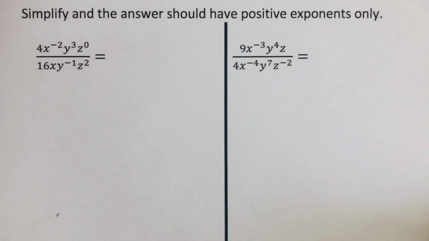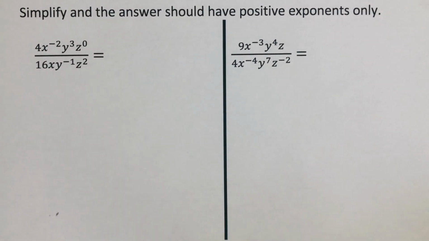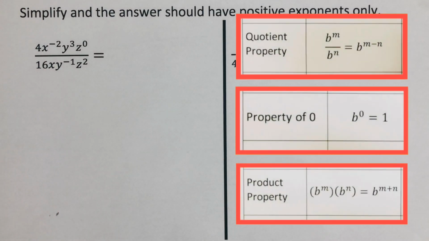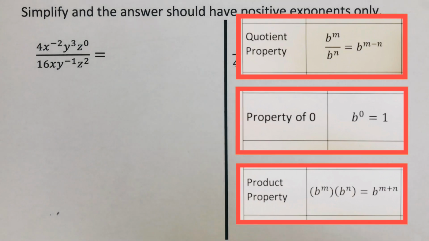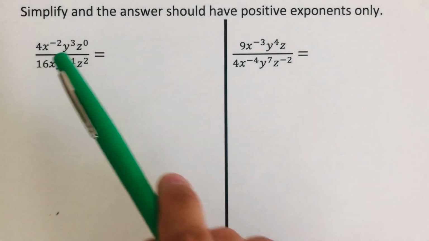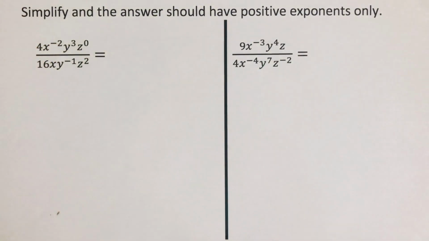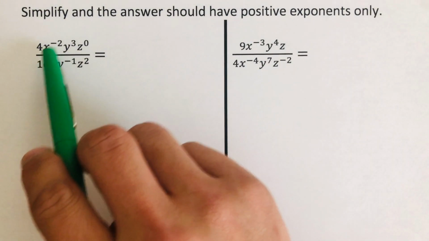So this time around, we will be using combined properties of the quotient property. We're going to use the property of 0, and then the product property for this. So in this first example that we have, I will give you a tip so it's faster, especially if there's a lot of letters involved here.